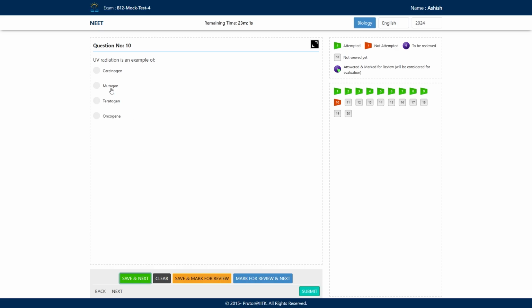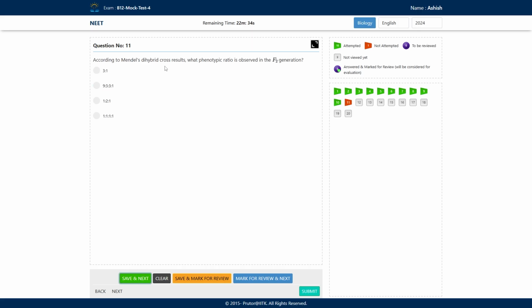The correct answer here will be option B, mutagen. So it is a physical mutagen. It causes mutations. And due to mutations, there is a change in the DNA sequence. And due to the change in the DNA sequence, the protein which this gene codes changes. And if the protein changes, then the phenotype or the trait will also change, or there can be some other phenotype.